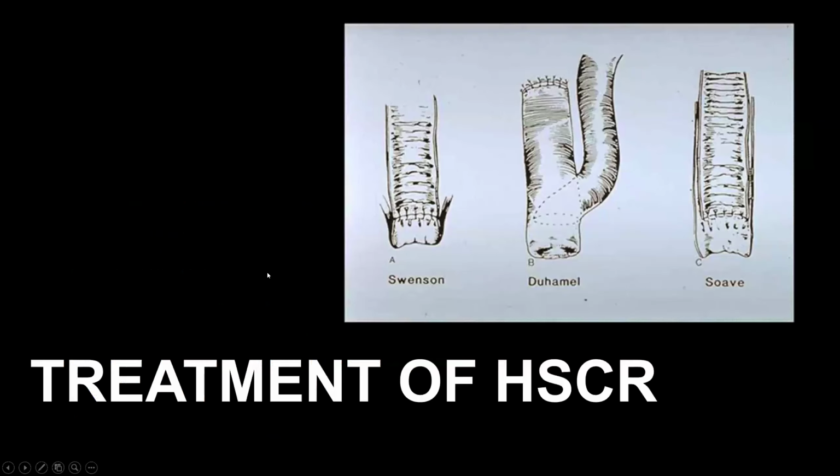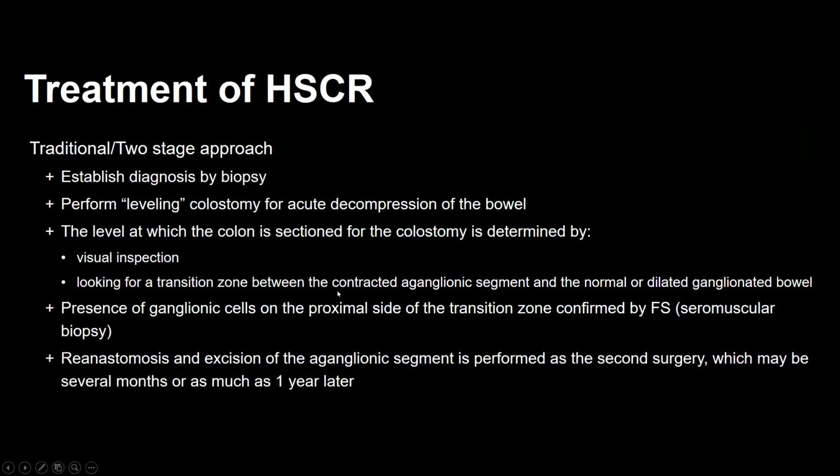So how do we treat Hirschsprung? Because that's also really important. Traditionally, there has been the two-stage approach: you establish a diagnosis by biopsy, you do a leveling colostomy to decompress the bowel, and then the decision for that colostomy is determined by visual inspection and looking for the transition zone between the aganglionic and the ganglionated bowel. And then, of course, the presence of ganglion cells on the proximal side of the transition zone is confirmed by frozen section. Then those patients, if they were doing the two-stage approach, would reanastomose and excise the aganglionic segment as the second surgery. And that might be many months or as much as a year later.